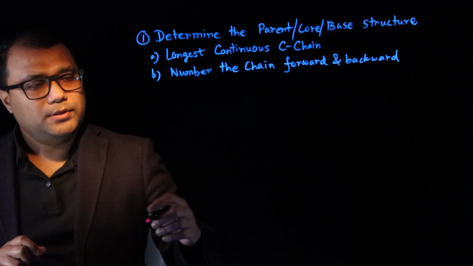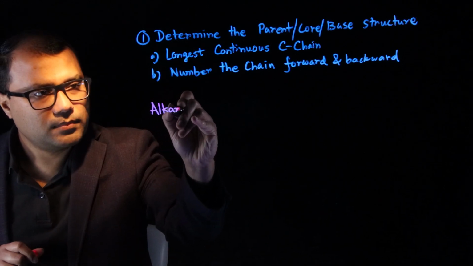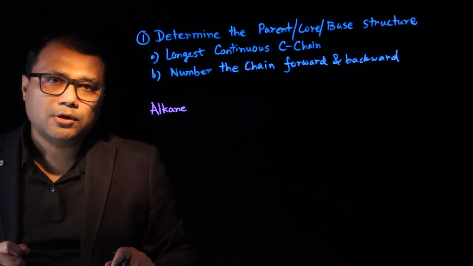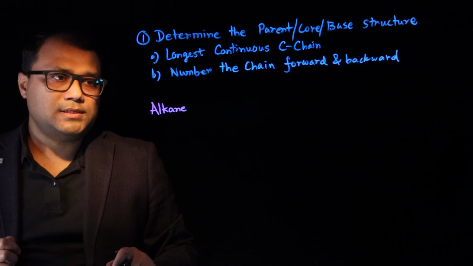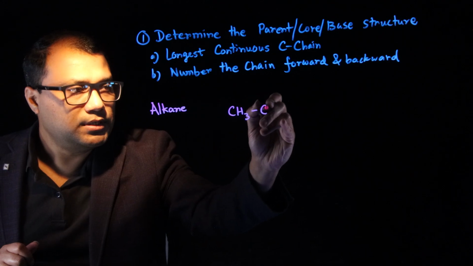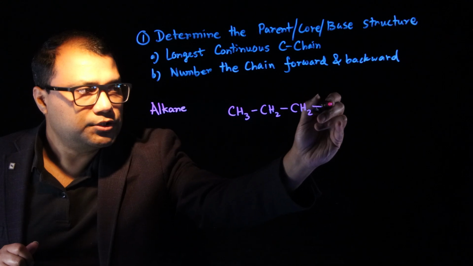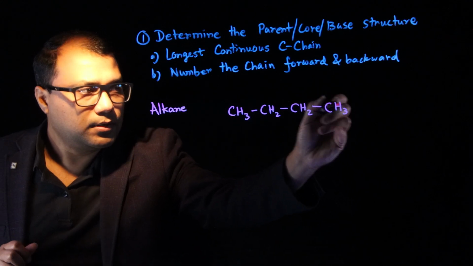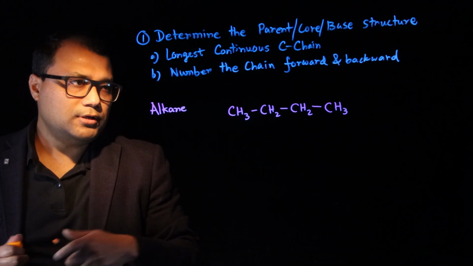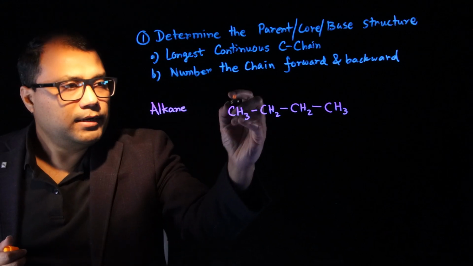Okay, let's take an example. Let's try to name one alkane. As we just talked about, an alkane is a hydrocarbon where all the bonds are single bonds. So let's say CH3, CH2, CH2, CH3. Okay? There is only one chain here, which is the longest, obviously. So we don't need to worry about that. Let's just number them.